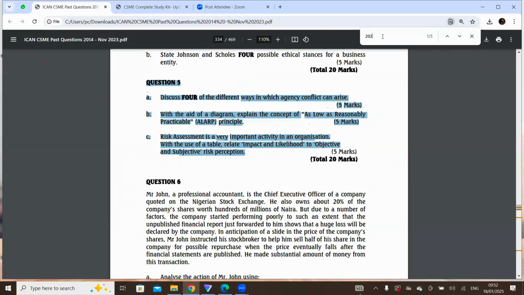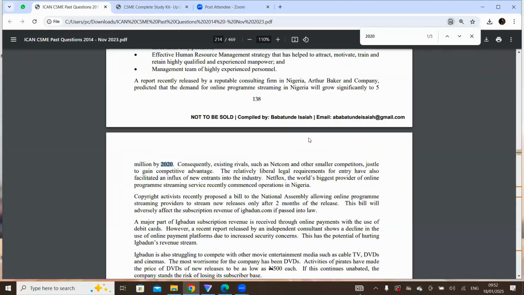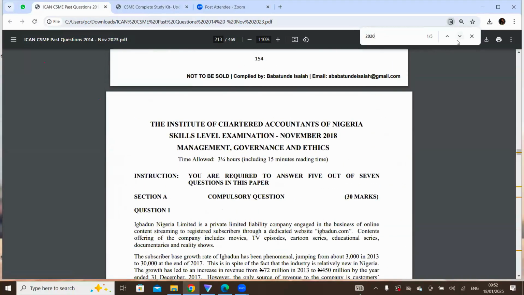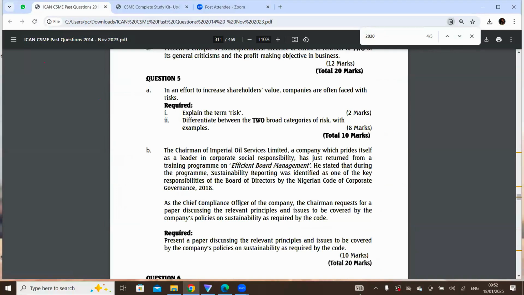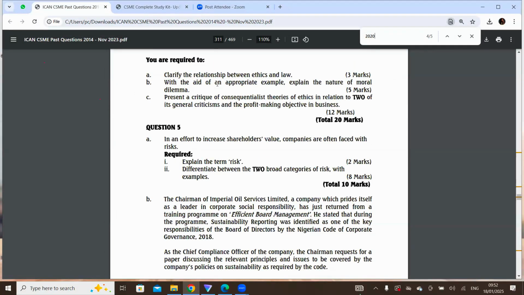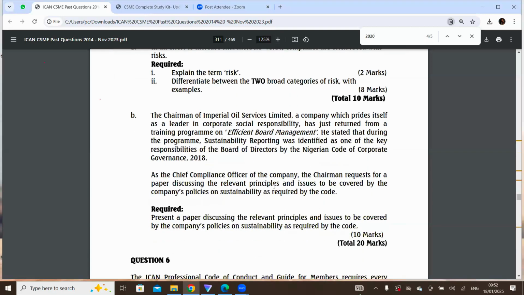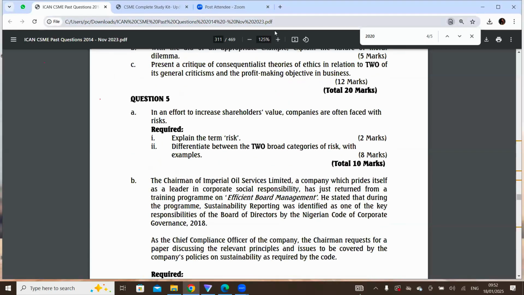November 2020, question 5A. See the question. Somebody should read for us. Yes, question 5A: in an effort to increase shareholders' value, companies are often faced with risk. You are required, 1, to explain the term risk; 2, differentiate between the two broad categories of risk with examples. B is corporate governance, don't worry.